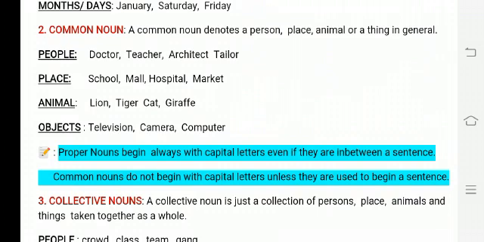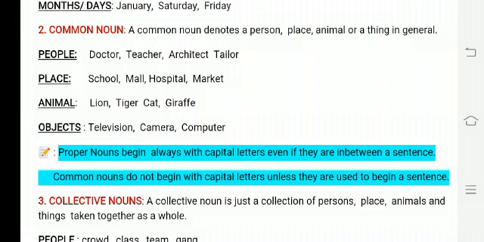Let me give some more examples. Again, we will categorize them into people, animal, place and objects. Look at the examples given there. A small difference: there we don't give any particular names for the common noun. If I say I am going to a doctor, well, I am not mentioning any doctor's name particularly here. So doctor, architect, teacher, tailor, etc. become common nouns.